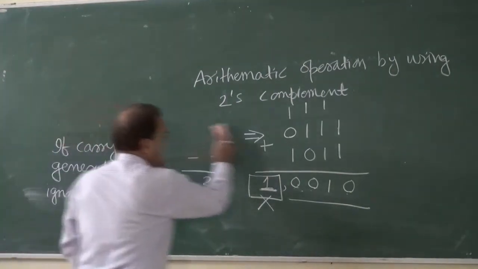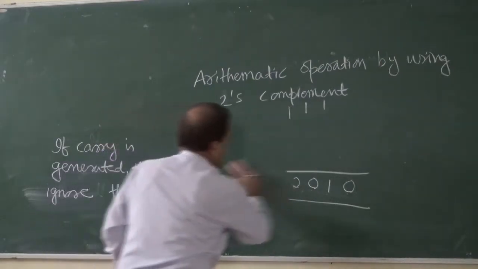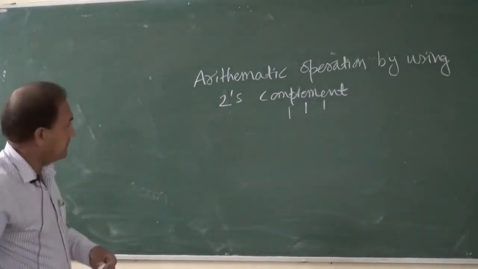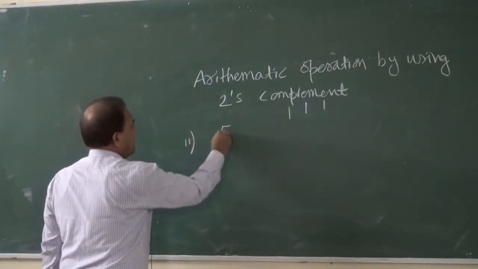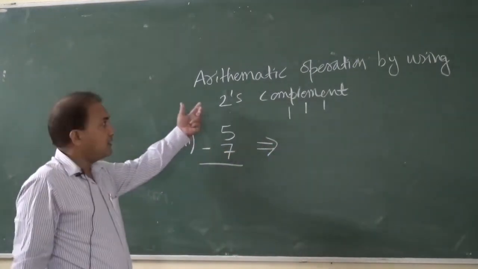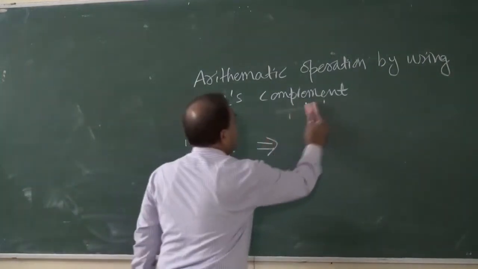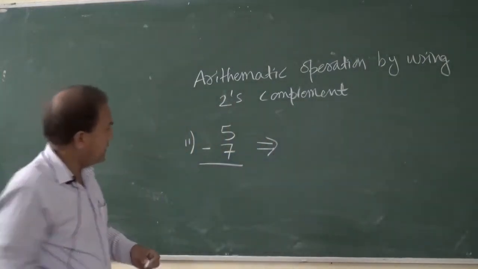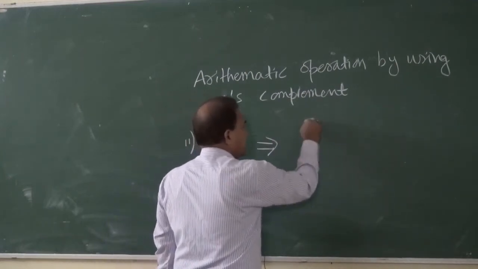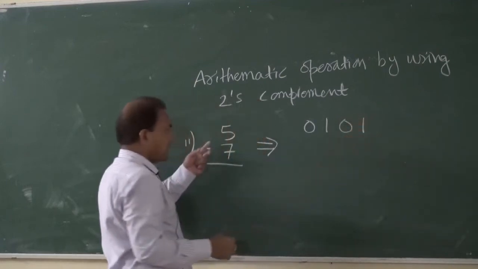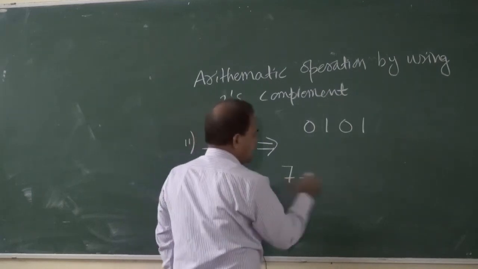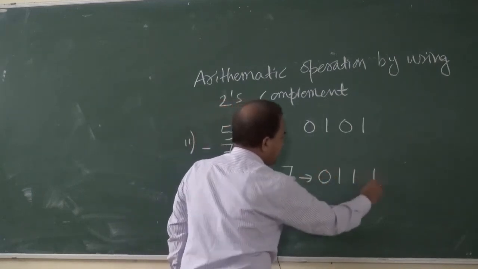The second case is 5 minus 7. How can you perform this by using 2's complement? You can do it like this. First of all, you have to represent 5 like this. It is 0 1 0 1, plus 5. In order to represent minus 7, first of all you have to represent plus 7. It is 0 1 1 1.